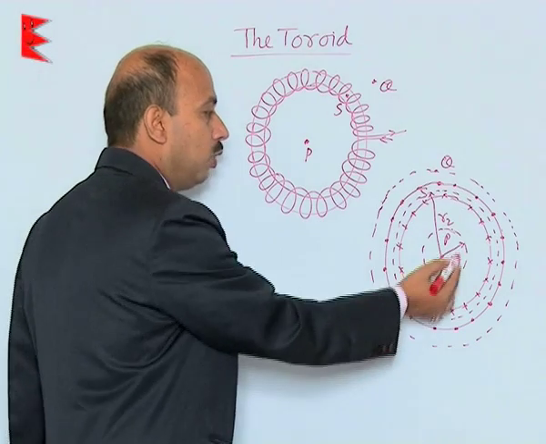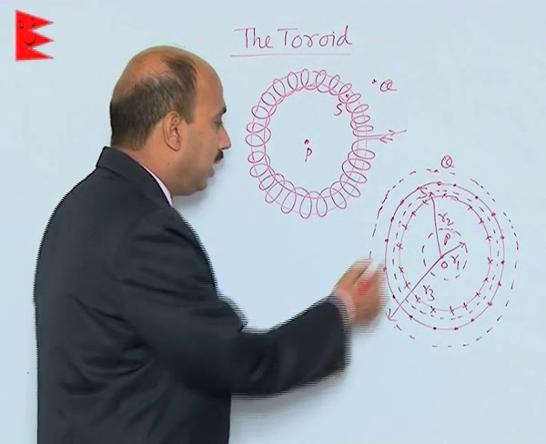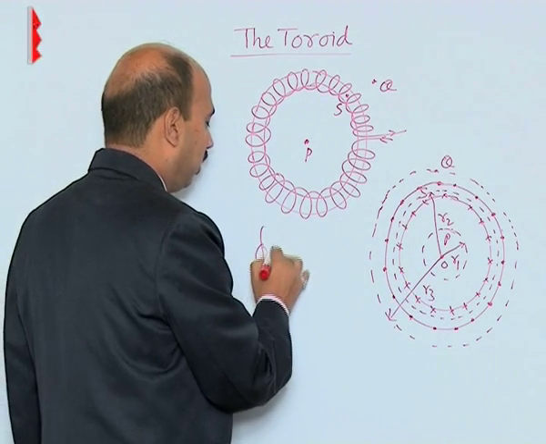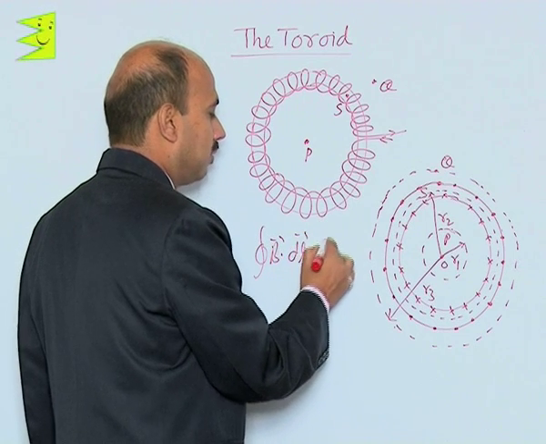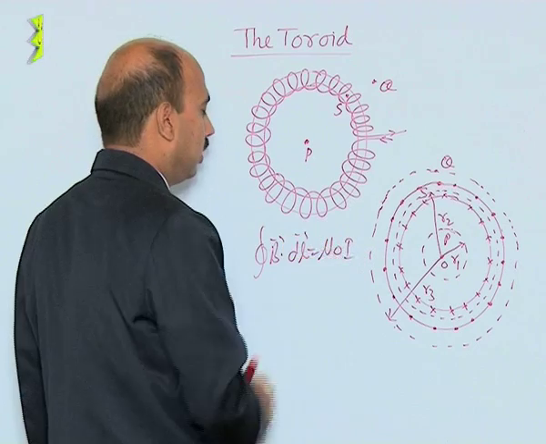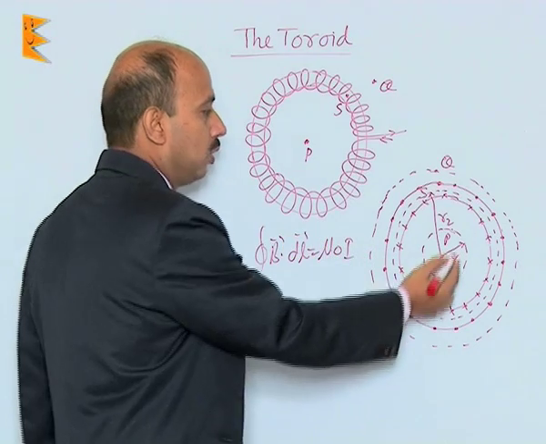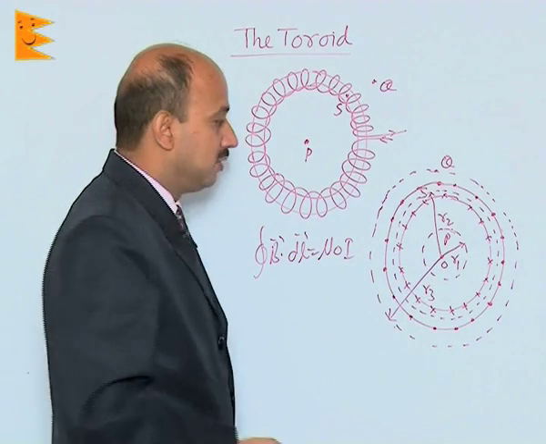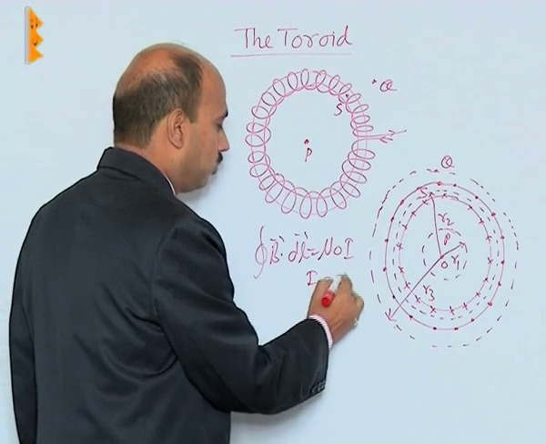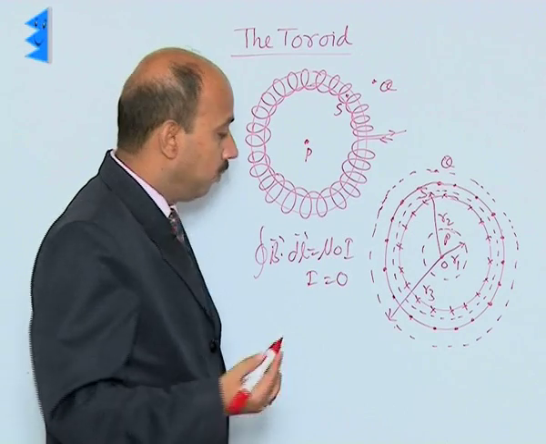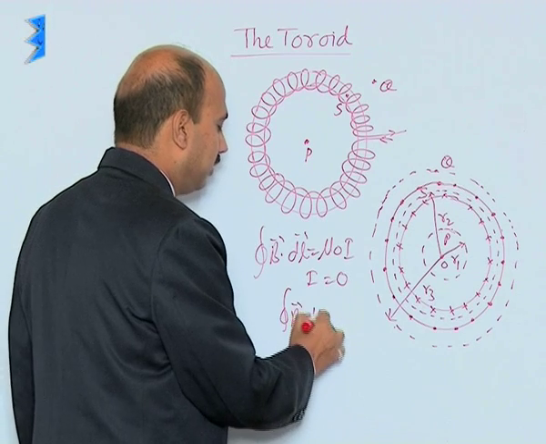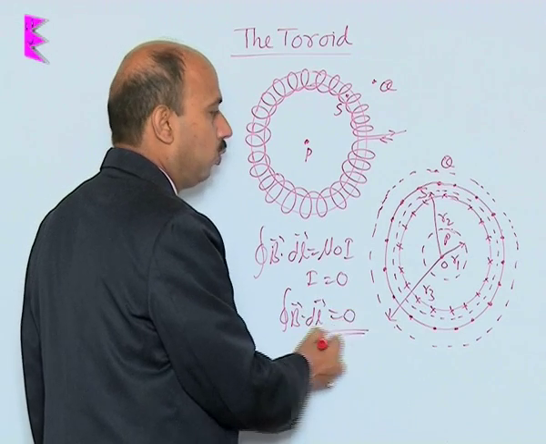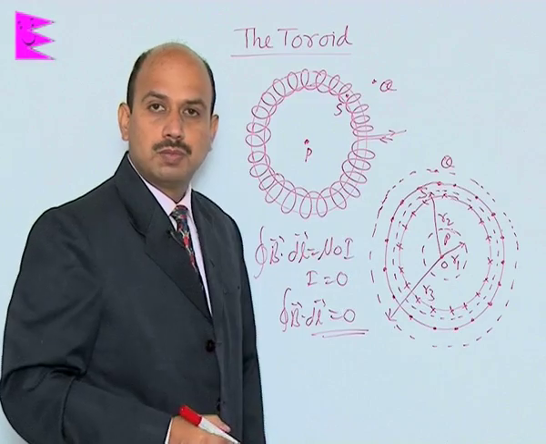Just see, let us assume the first loop. If you are taking loop 1, we can apply Ampere's circuital law here. In loop 1 we can write B dot dl is equal to mu naught I, that I am talking about loop 1 only. But see here, in loop 1, I is equal to 0. So we can write B dot dl is equal to 0. It means there is no magnetic field in this loop.